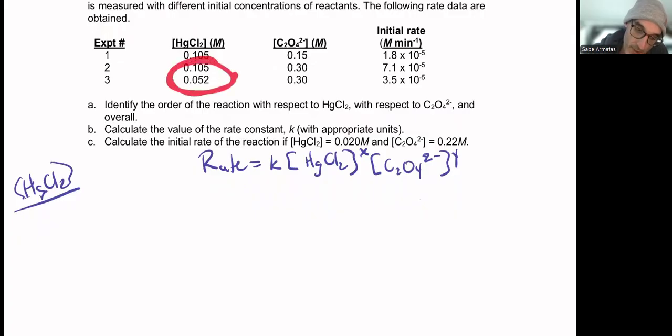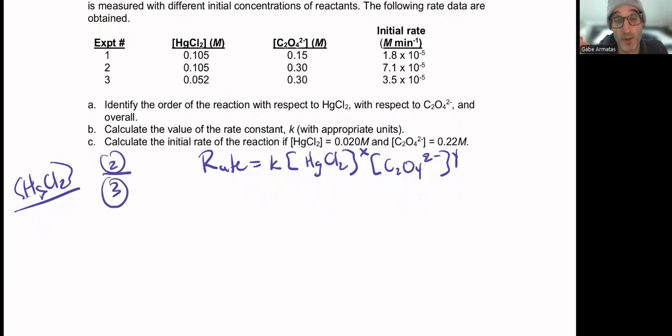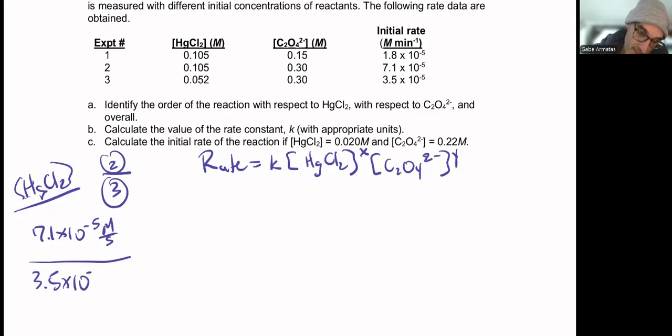So I'm going to put reaction 2 above reaction 3. And I'm basically going to plug in all of the numbers for the generic rate law, and I'm going to put them equal to each other. So for reaction 2, I have a rate of 7.1 times 10 to the negative 5 molarity per second. I might ignore units in a little bit. All over reaction 3, which has a rate of 3.5 times 10 to the negative 5 molarity per second, equals.